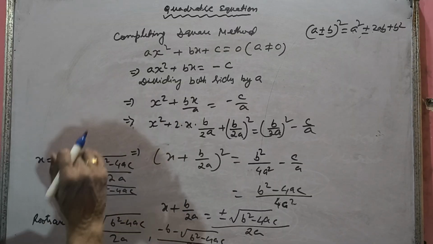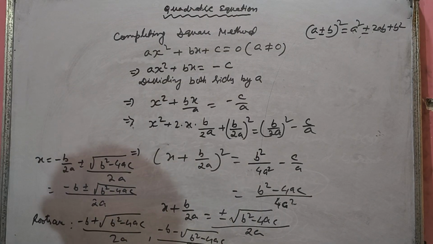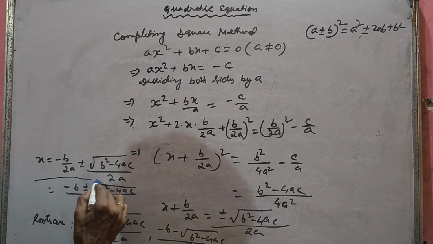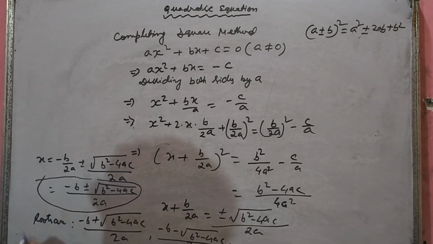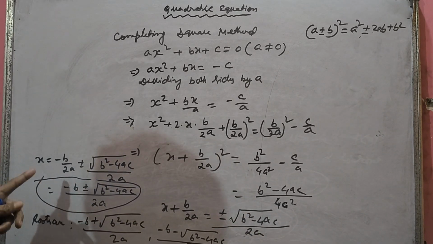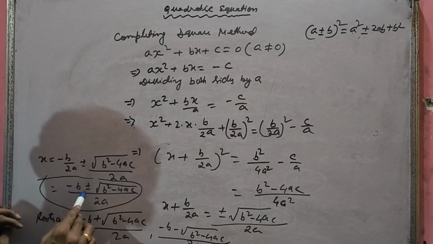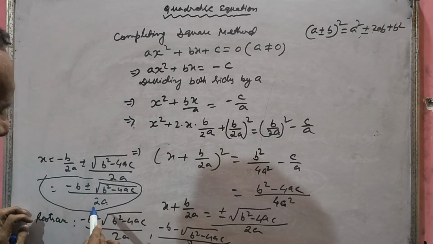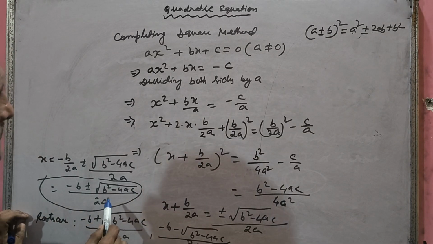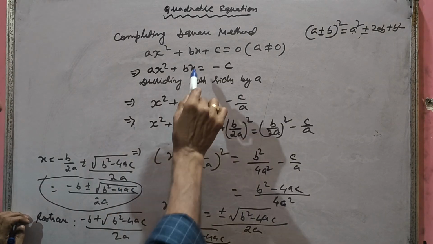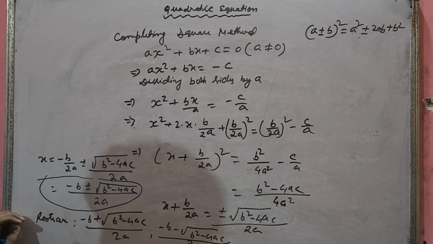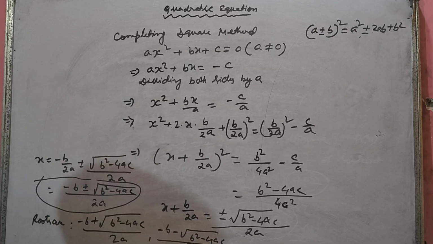This we have solved the general form by the method of completing a square. So we have got these roots. And the third method is the formula. So this itself is called the formula of quadratic equation. You have derived the formula, that x equals minus b plus minus square root of b square minus 4ac by twice a, where a is the coefficient of x square, b is the coefficient of x, and c is the constant term. So this is called the method of completing a square.